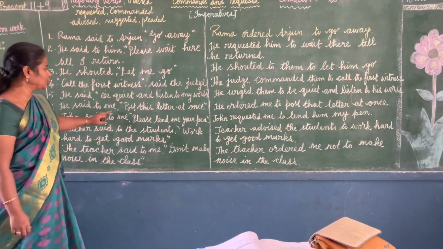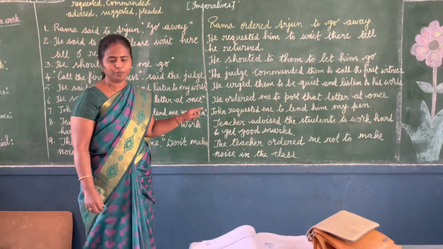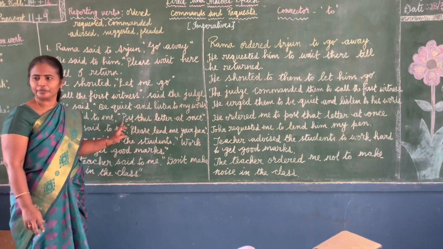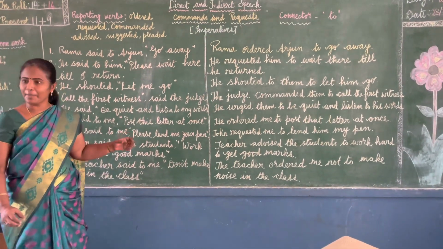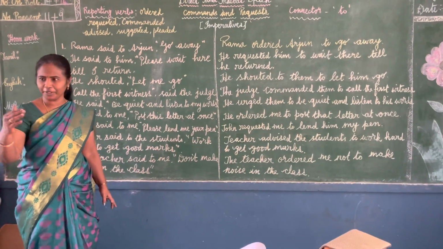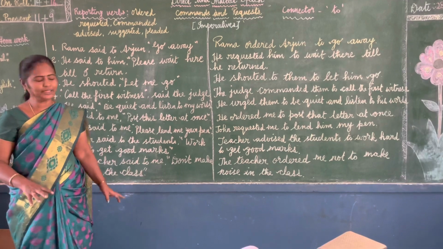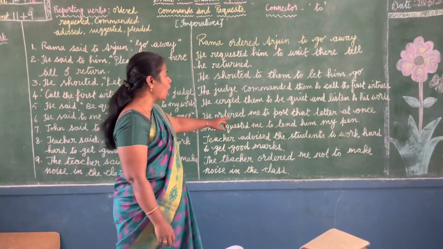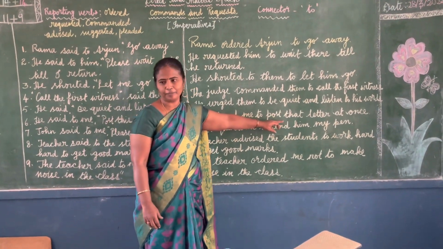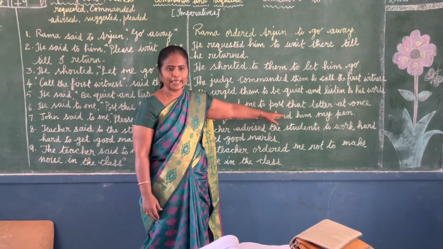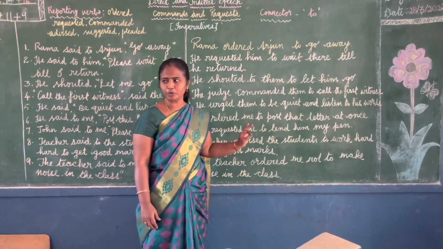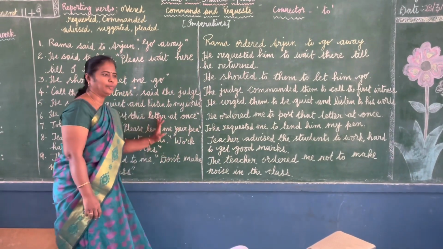Next. He said to me, post this letter at once. So usually after the comma and quotation, if the verb starts immediately, it will be a commanding sentence only. Do this work, write immediately, post immediately, come here. These are all usually commanding sentences. So we are writing here, he ordered me to post that letter. "This letter" will be changed into "that letter". Okay. So he ordered me to post that letter at once. At once means immediately.